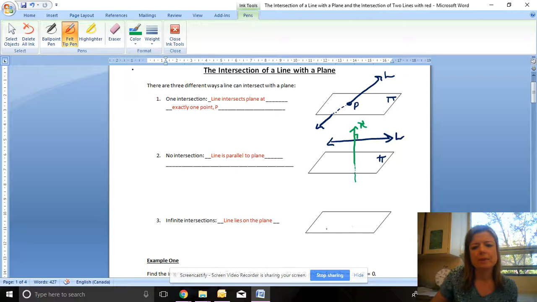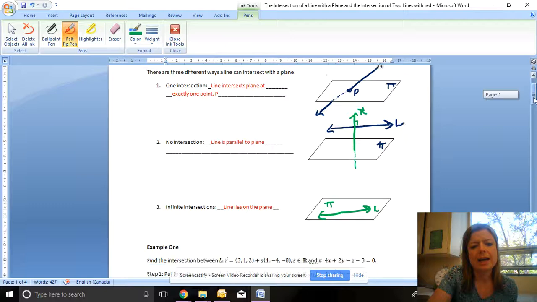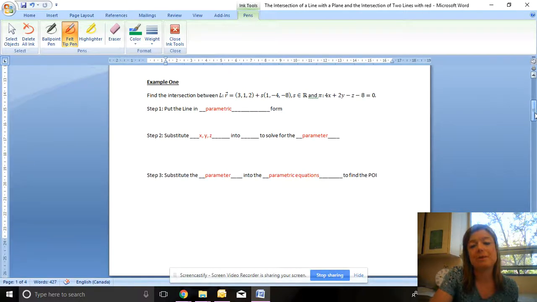And finally, there can be infinite intersections if the line is actually on the plane. Then there would be infinite points of intersection. So now let's go to some examples to show each of these cases.